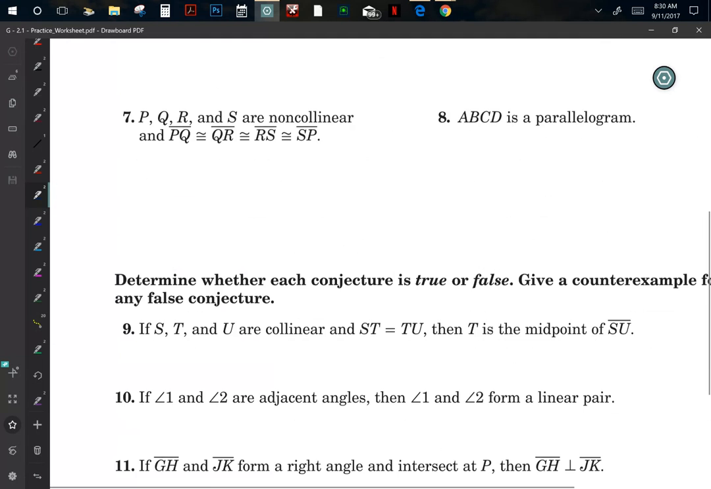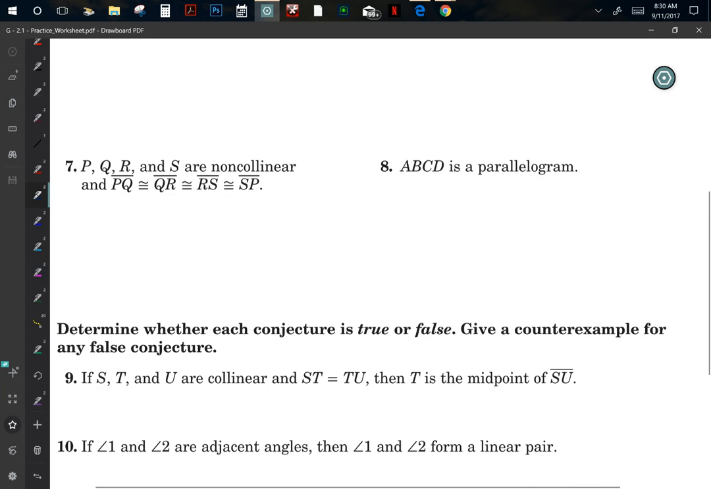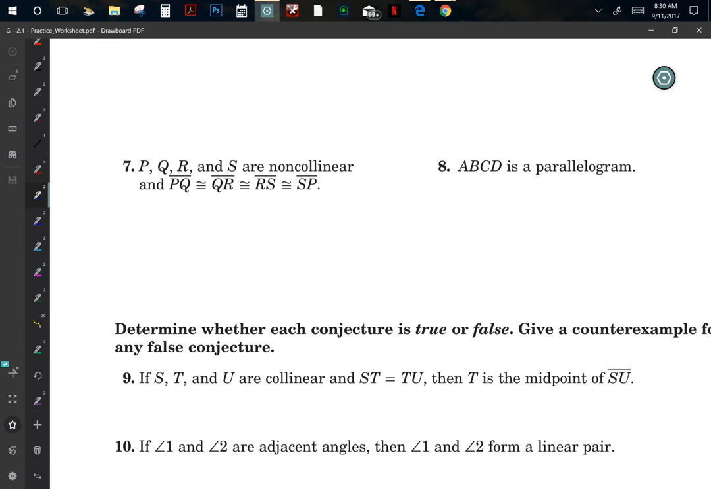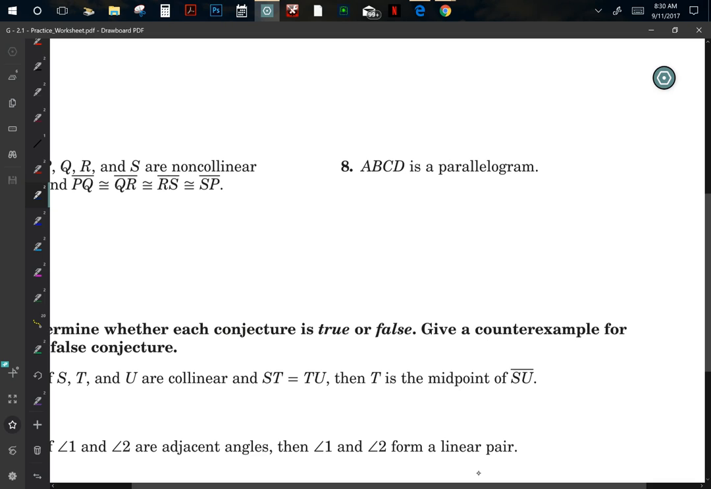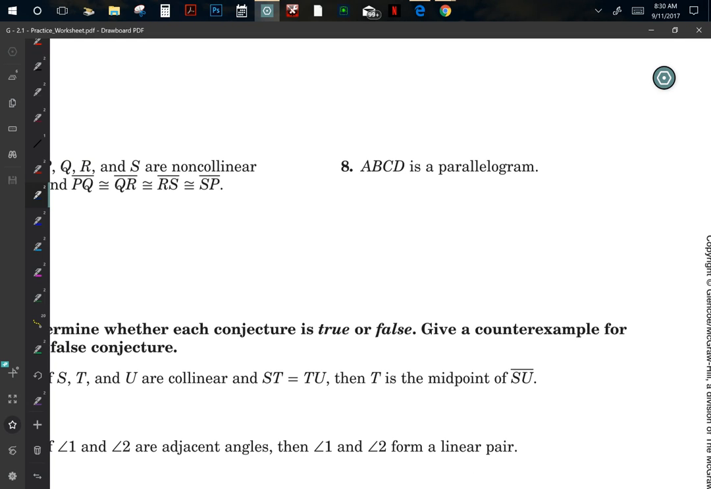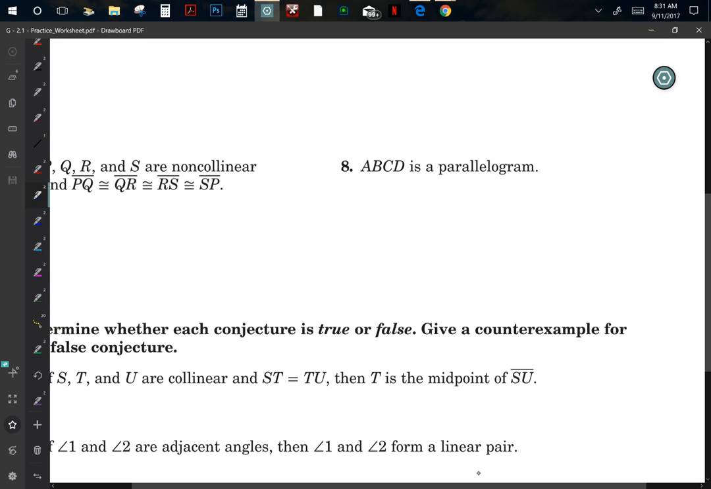You see the type of problems we're going to have here, right? Some like these are going to seem, I'm not a big fan of this, but ABCD is a parallelogram. Look up in the glossary and see what a parallelogram is. Your conjecture would be opposite sides are parallel. Okay?